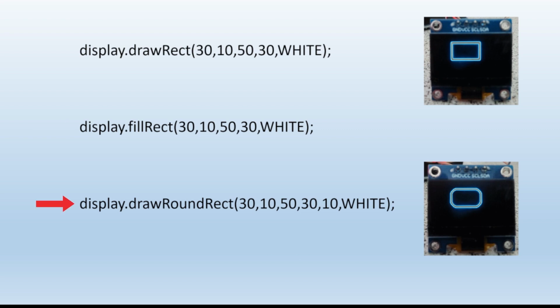And at the bottom we have one to draw a round rectangle. Now it's got 5 values. 4 for drawing the actual rectangle and the fifth one is how much rounding you want. If you made that a value of 5, we'd have less rounding. If you made it a value of 20, then the edges will be much more rounded. So that's rectangles.